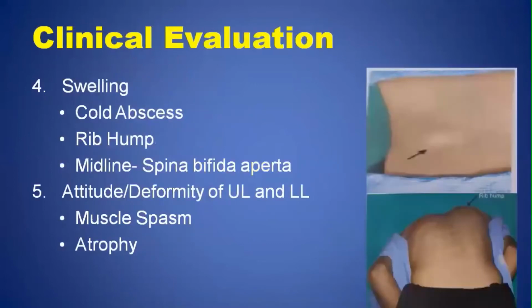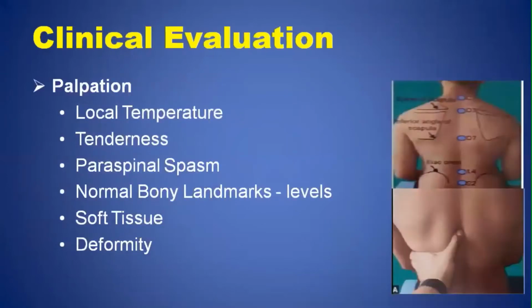Also try to look and palpate for swelling, whether it is present in the neck region or the flank region. It can be a cold abscess with underlying spine tuberculosis. Also note the rib hump and midline swelling that is a manifestation of spina bifida. Also try to evaluate the attitude and deformity of the upper limb and lower limb that is due to muscle spasm and atrophy. After inspection, all your inspected findings must be confirmed with palpation.